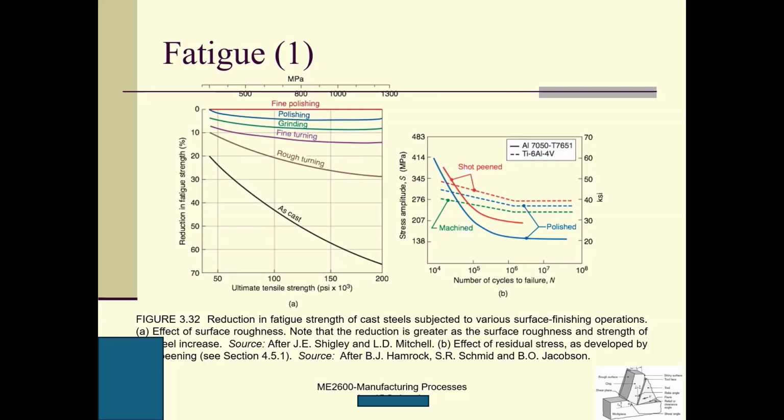This is the number of cycles, and usually 10 to the power 6 is 1 million. So we use this one as a threshold. If your specimen can experience much higher than this, that's very awesome. But usually 1 million cycles is used as a reference. And we will talk about this in detail in the CAE class.